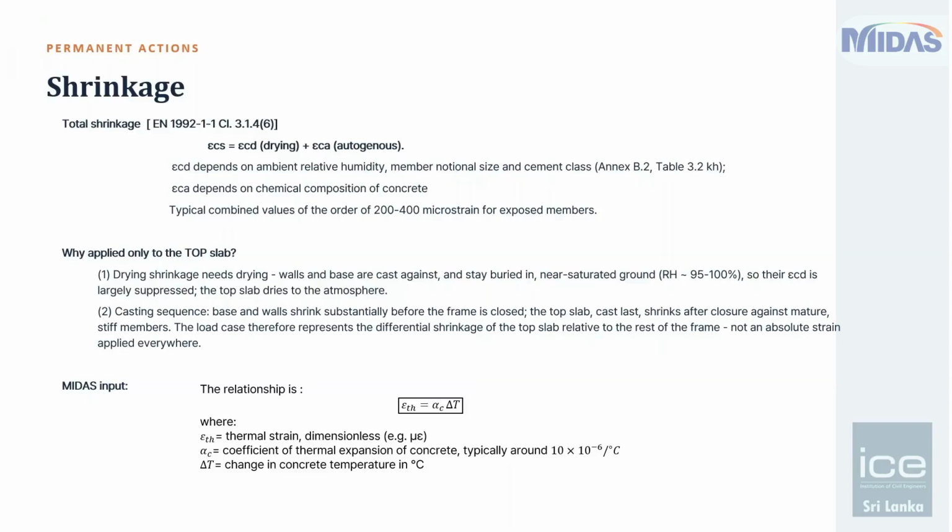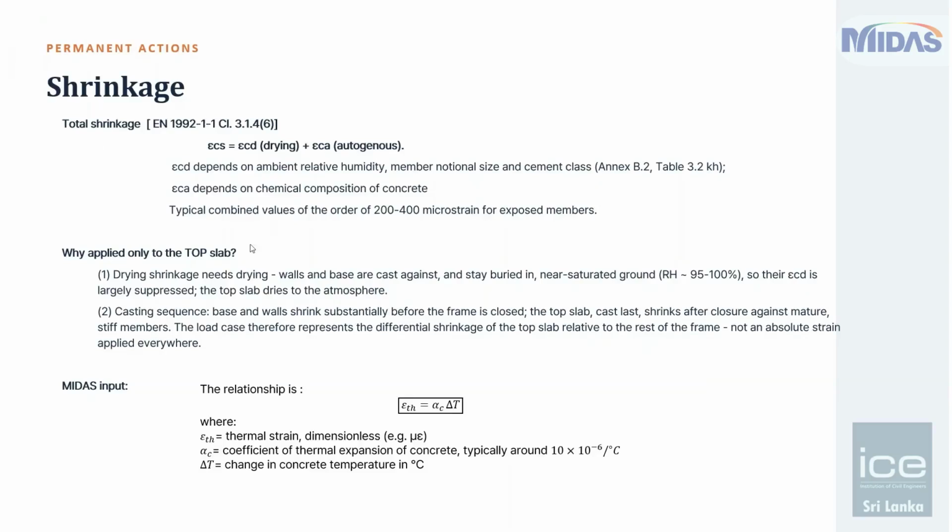And the cement class, of course. Then autogenous shrinkage basically depends on the chemical composition. So the combined values tend to be of the order of 200 to 400 microstrain for exposed members, right? If you were to calculate that, you will have to follow the Eurocode guidelines to calculate the total shrinkage.